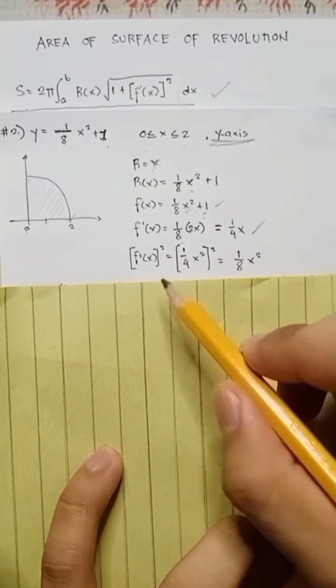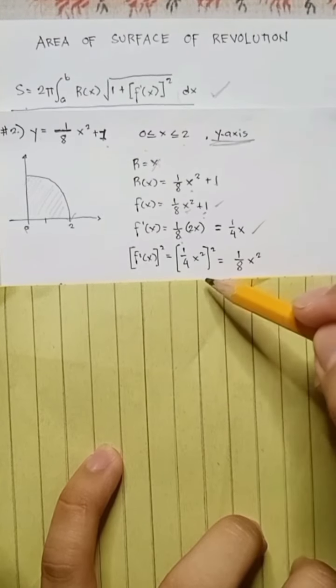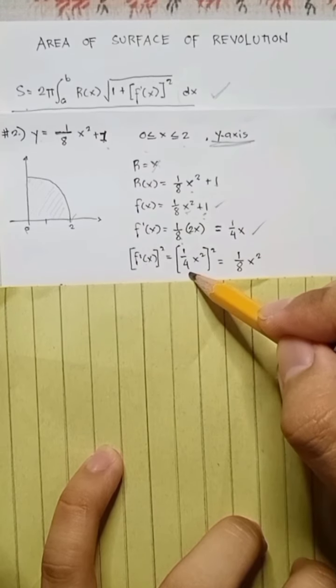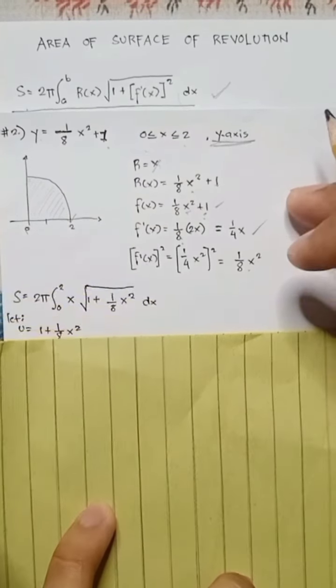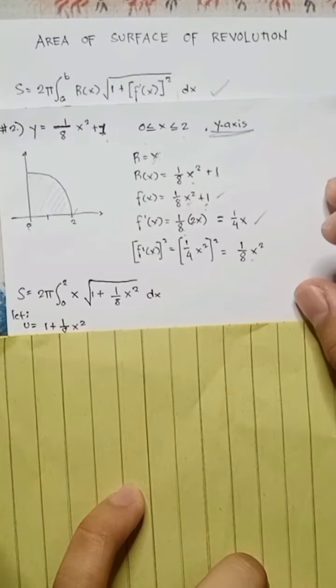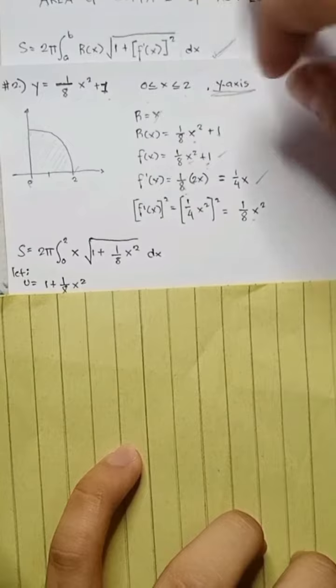Then, square both sides ulit natin. F prime of x squared is equals to 1/4 x squared is equals to 1/8 x squared. So, nakuha na natin yung mga given. Let's plug in gamit yung formula natin.